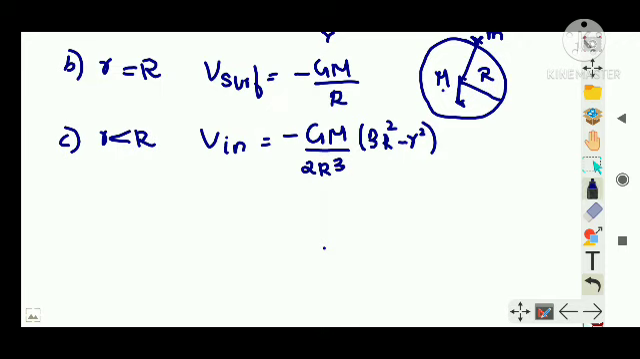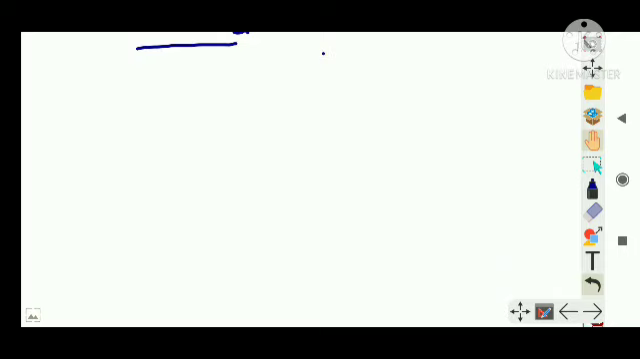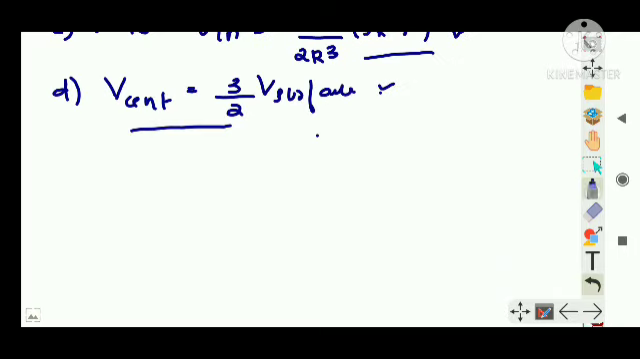Similarly, there is an extra point, that is D, V at the center, the exact center here. V at center is actually found to be 3 by 2 times V surface. Experimentally as well as calculation wise, both have proved it. So you just have to learn the equation by heart on the basis of your NEET or any entrance section. You need not go for the derivation part.